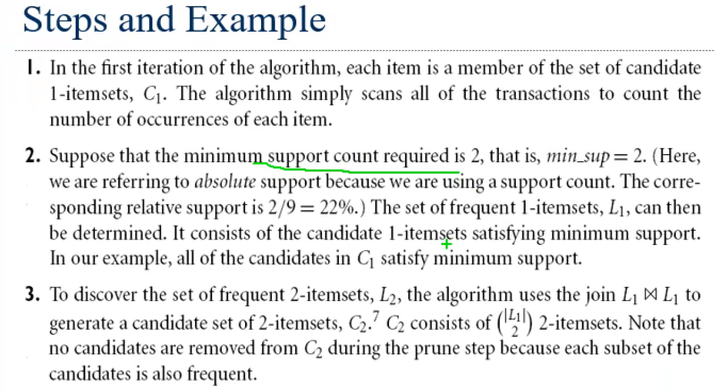So what it will do, the set of one item sets L1 can be determined. The set of frequent one item sets can be determined. It consists of one item sets satisfying the minimum support count. All the candidates of C1 that satisfy the minimum support.